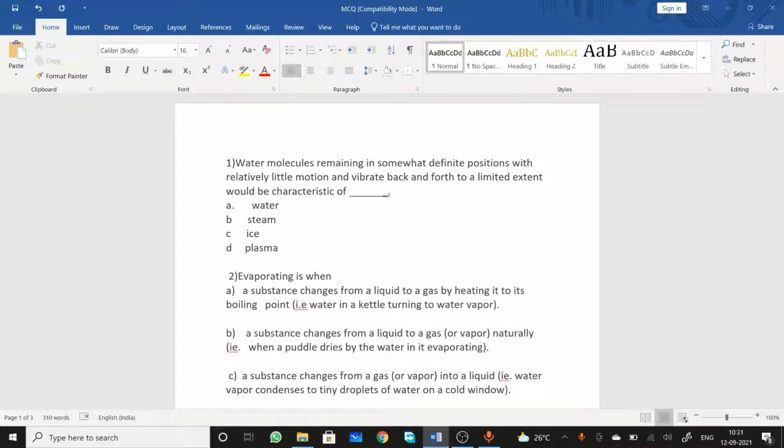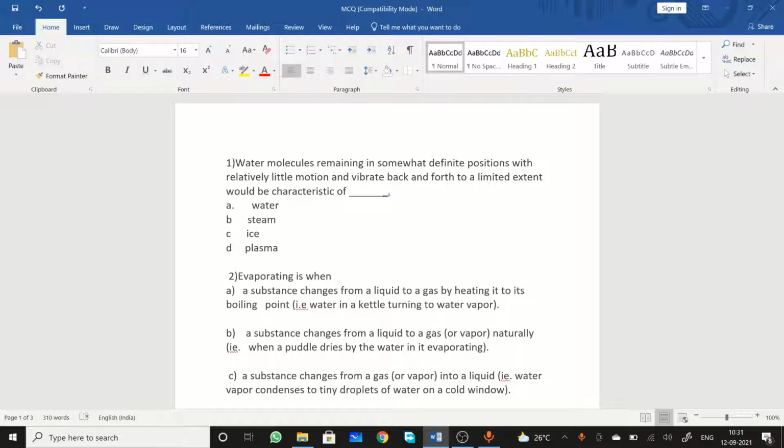Students, today I am going to start extra questions of chapter Nature of Matter, chapter number 3 of your book. I hope you have gone through the chapter thoroughly and please be ready for the test.